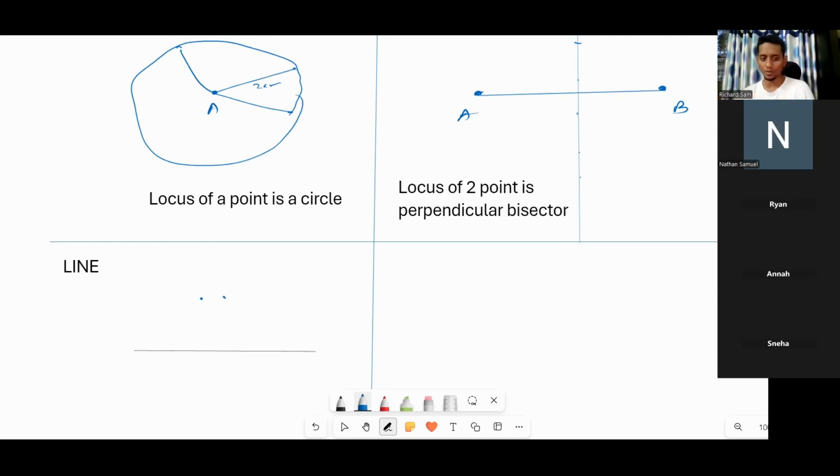So tell me another point which will be 2 centimeters away from this. Here, here, here. You understand? If I connect all these points, what will I get? I'll get a line that's parallel to this. Okay. Is there any other point that is 2 centimeters away from this line? Where? Down. This. So another parallel line here. So these two parallel lines are the loci of a point 2 centimeters away from this line. Do you all understand that? Is everyone clear with that?